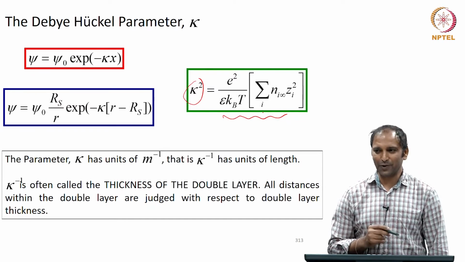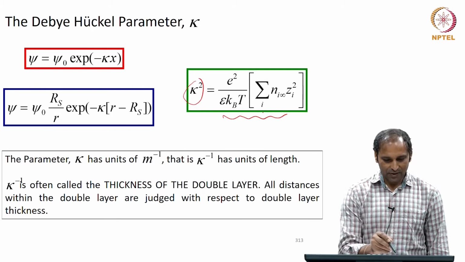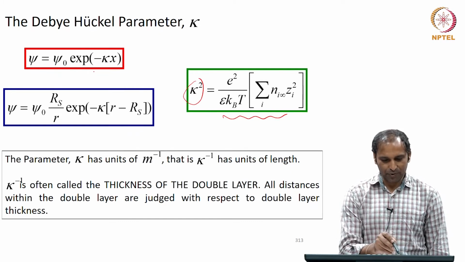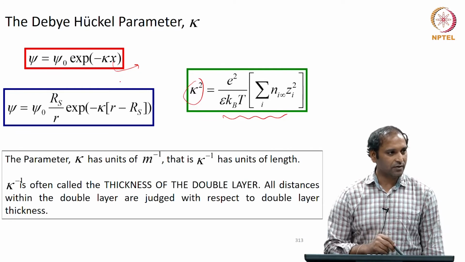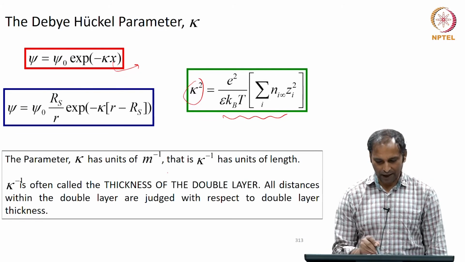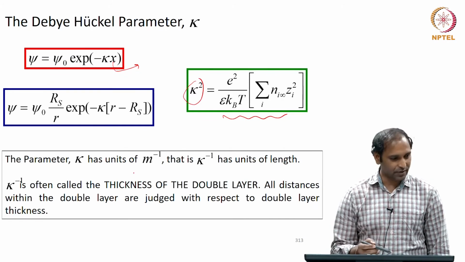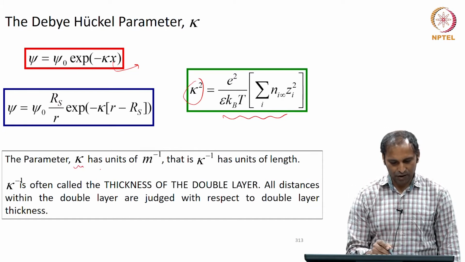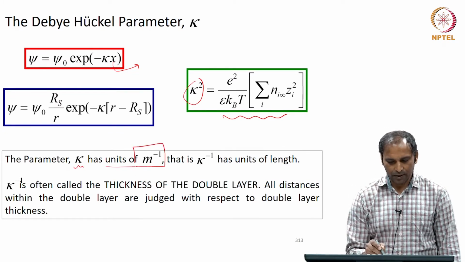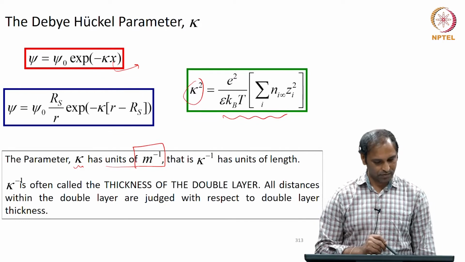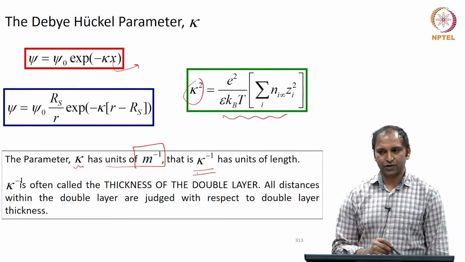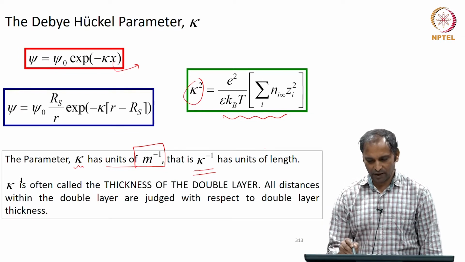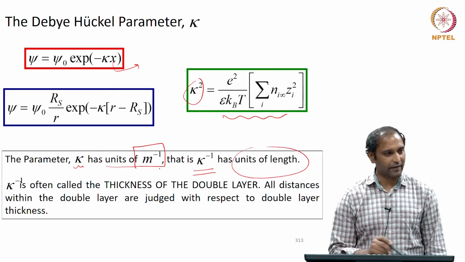I'll go by a simpler way of doing this. You look at this expression: psi is equal to psi naught exponent minus kappa x. X will have units of length, therefore kappa should have units of length inverse. So the parameter kappa should have a unit of meter inverse, or kappa inverse should have a unit of length.